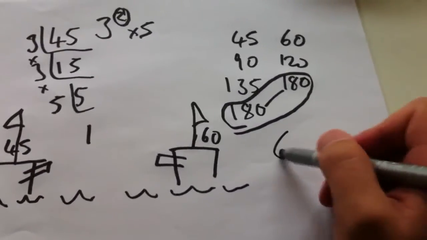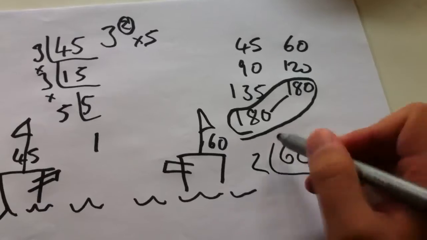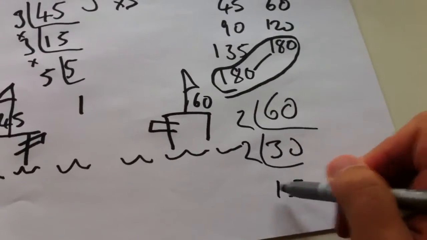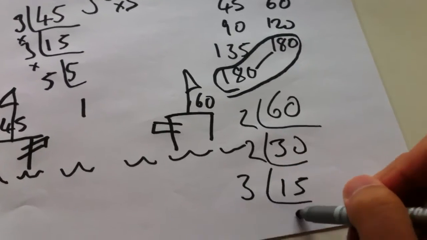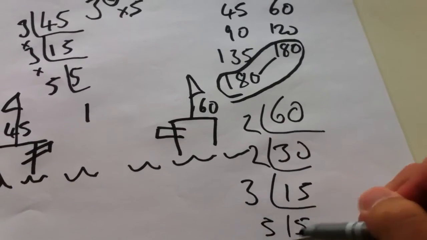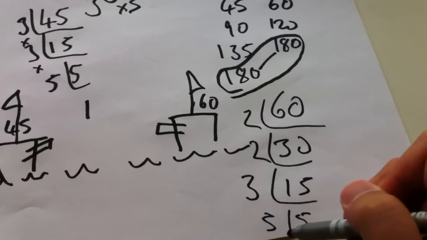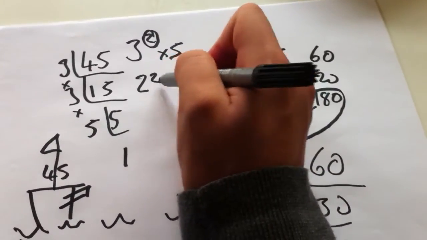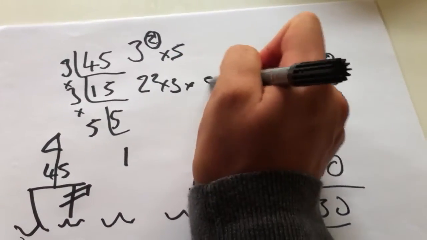Now this one, 60, let's do that over here, is divisible by 2 to get 30, which is divisible by 2 to get 15. It's divisible by 3 to get 5, and then 5 gives you, at the bottom of the page, 1. Excuse me for running out of space. So that's 2 times 2 times 3 times 5. Let's just write that again. 2 squared times 3 times 5.